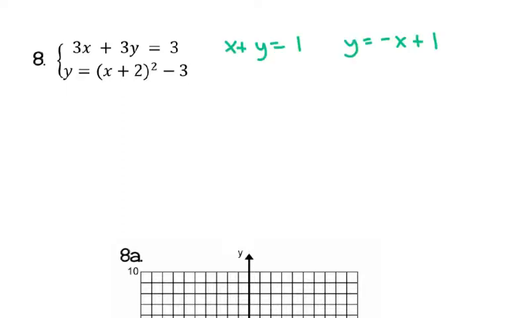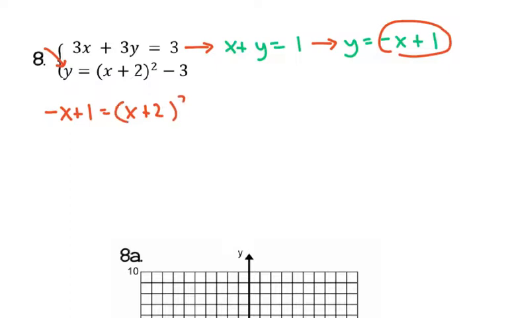The first thing I'm going to do is take that first equation and divide everything by 3. So I have x plus y equals 1. And then I'm going to put it into a y equals so that I can substitute. So I'm going to have y equals negative x plus 1. The next thing I'm going to do is put this in for y in my second equation. So I'm going to have negative x plus 1 equals x plus 2 quantity squared minus 3.